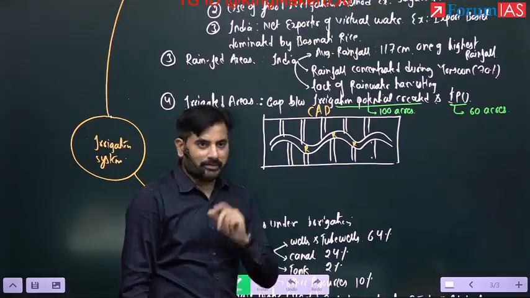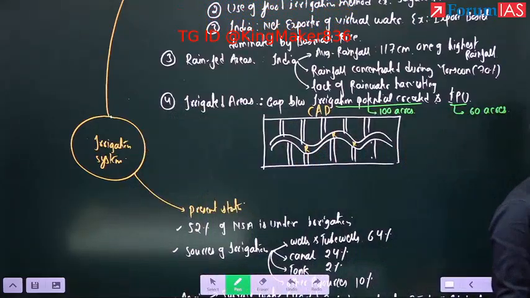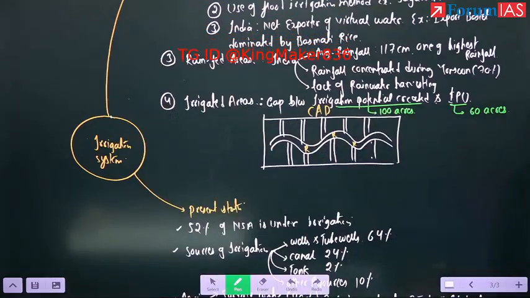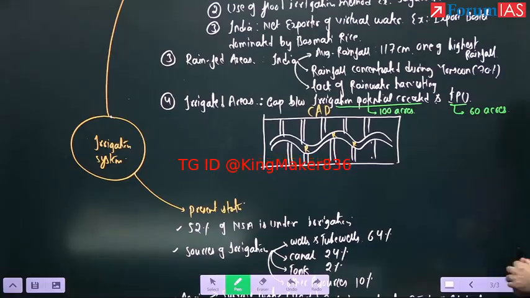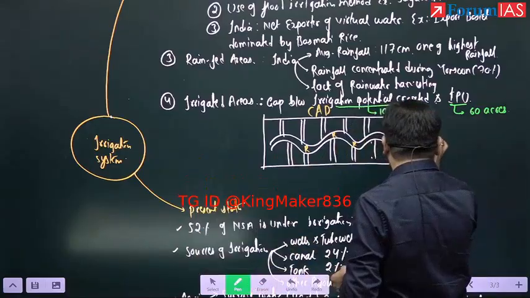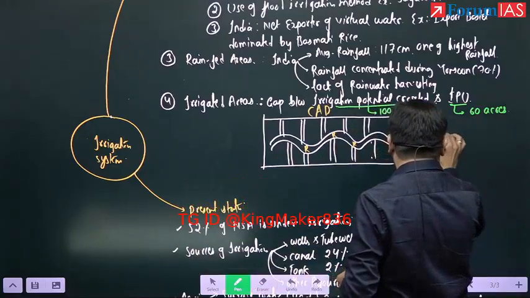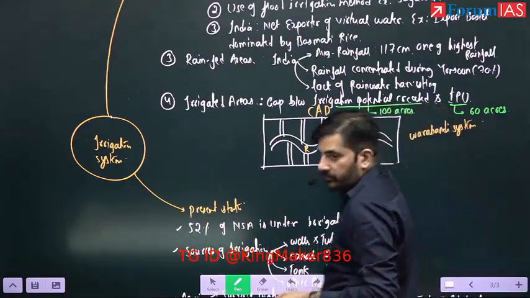Okay. Third one, lack of participatory irrigation management in the form of Varabandi system.